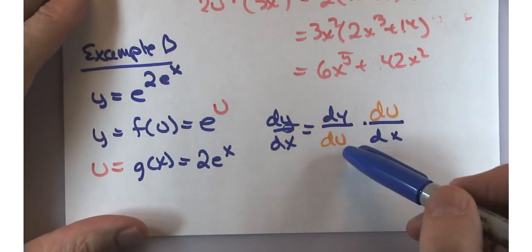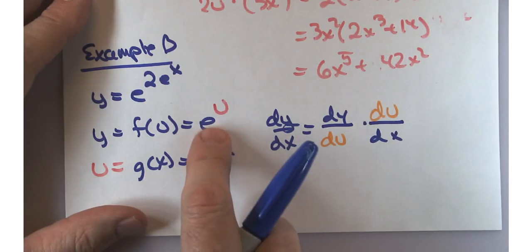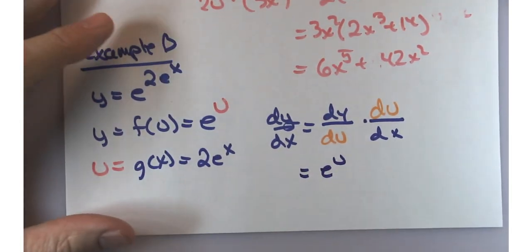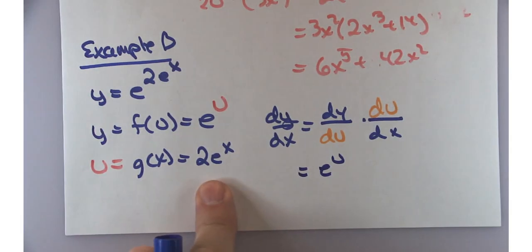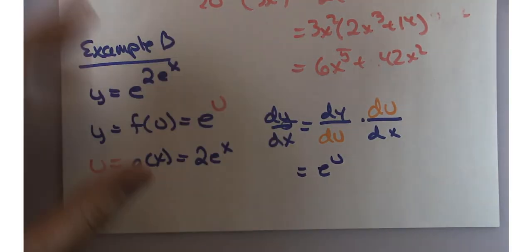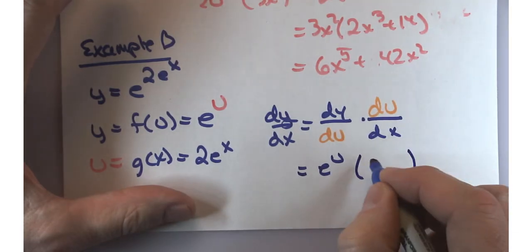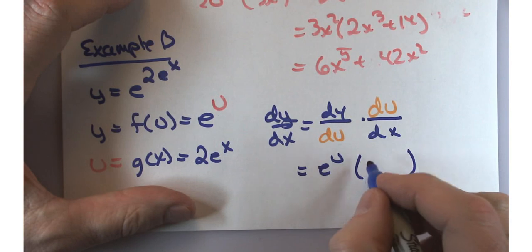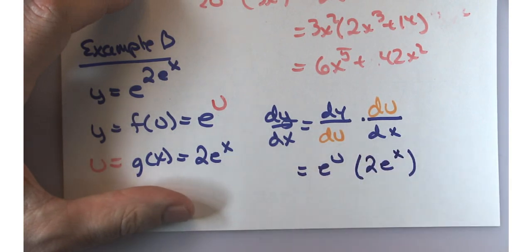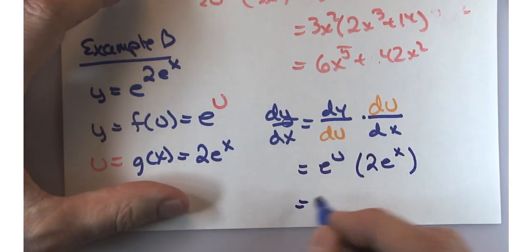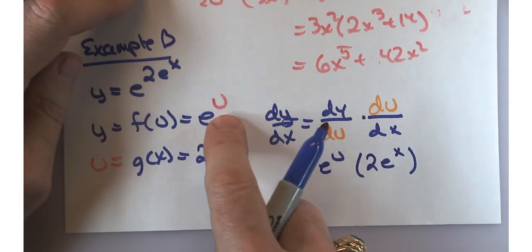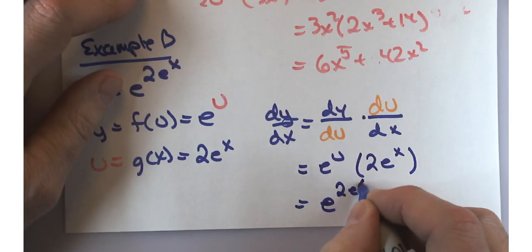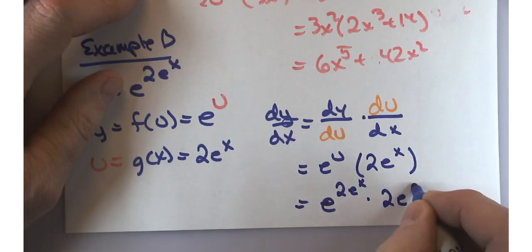So let's take a look here. dy by du. When you differentiate e to the u, what do you get? e to the u. Nice. How about if we differentiate 2e to the x? Yeah, 2e to the x. The 2 you ignore. You differentiate e to the x, you get e to the x. 2e to the x. The last thing to do is to plug back in for u. So it's going to be e to the 2e to the x times 2e to the x.